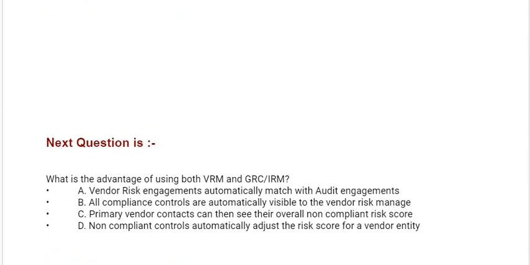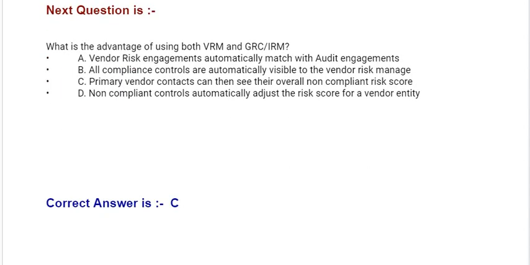Next question is, what is the advantage of using both VRM and GRC/IRM? Option A. Vendor risk managements automatically match with audit engagements. Option B. All compliance controls are automatically visible to the vendor risk manager. Option C. Primary vendor contacts can then see their overall non-compliant risk score. Option D. Non-compliant controls automatically adjust the risk score for a vendor entity. Correct answer is option C.